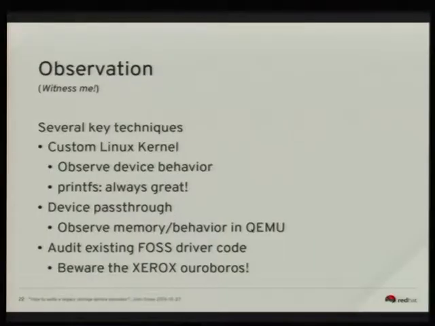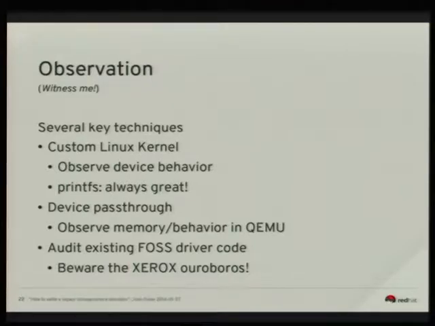For observing a real machine, there are a few key techniques. A custom Linux kernel is really invaluable because you can observe the device behavior, and then there's the old standby of printfs, which are dumb, but they always work. You can do device pass-through using a machine that supports it. The Q35 machine there actually doesn't. But if you can pass the device through, you can use a debug build of QEMU to see what the device is doing, and there are ways that you can investigate the behavior there.